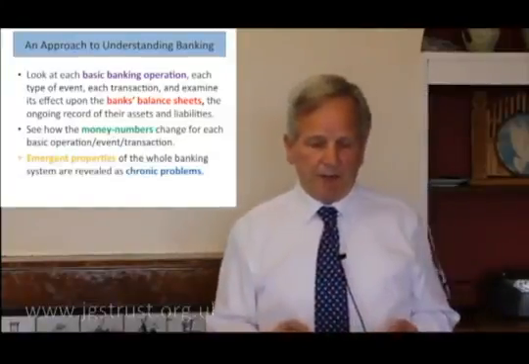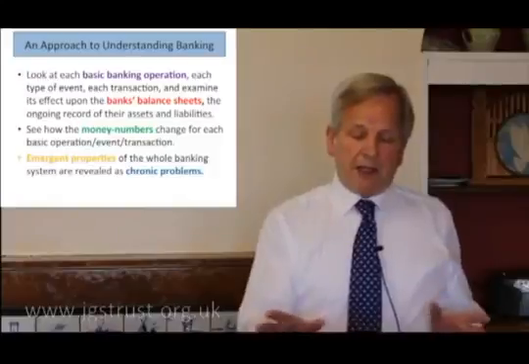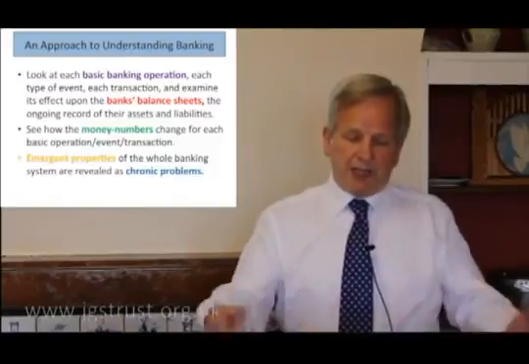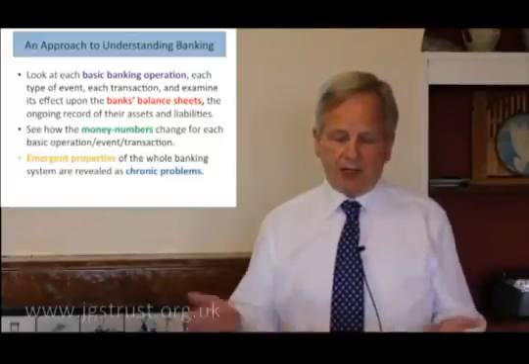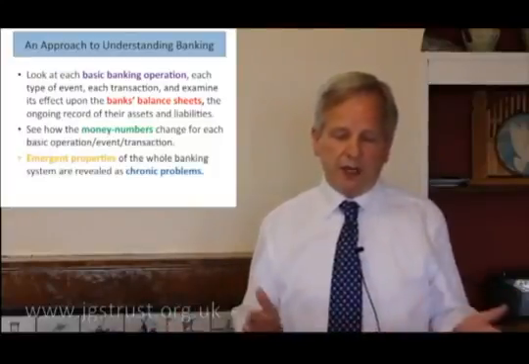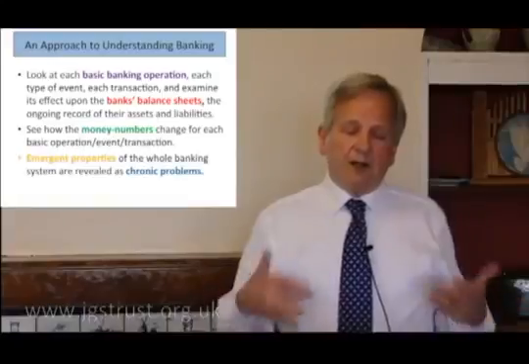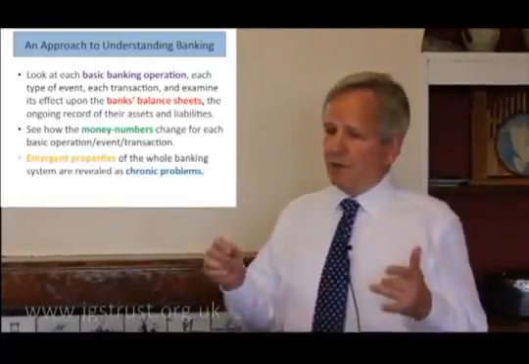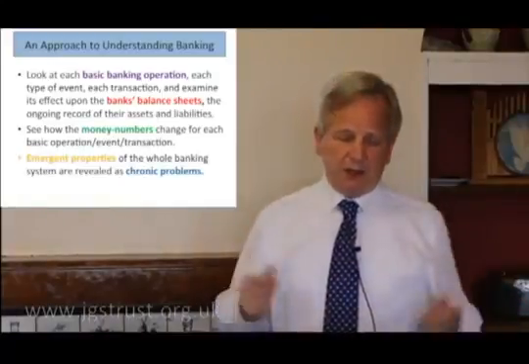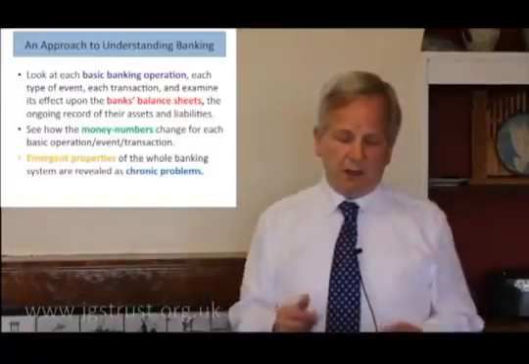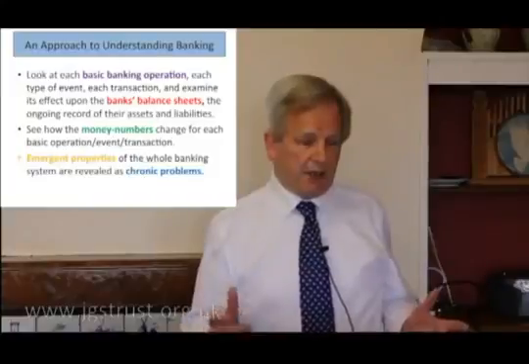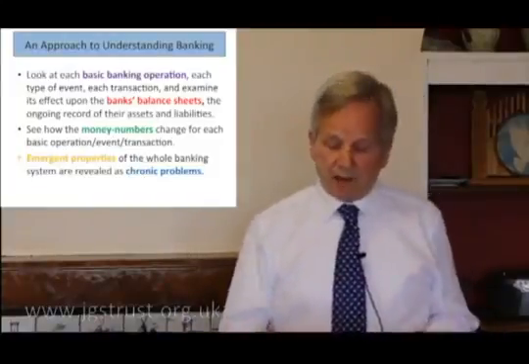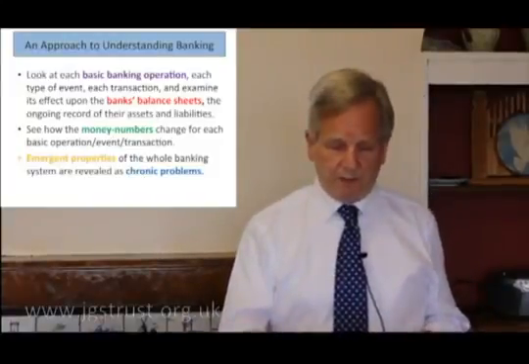We'll see that. So then we see how these money numbers change for each basic operation: putting money in, taking it out, transactions, moving it from one account to another. And you can see then from this bottom-up approach, going from the particular to the general, from the detail to the more global picture, that emergent properties of the whole system are revealed as chronic problems.